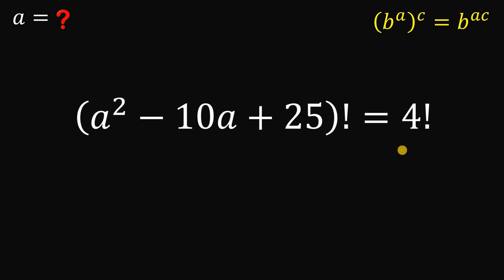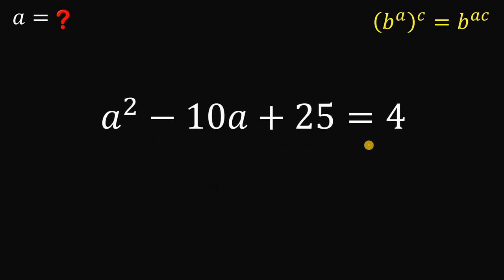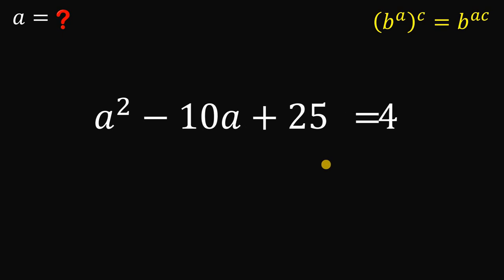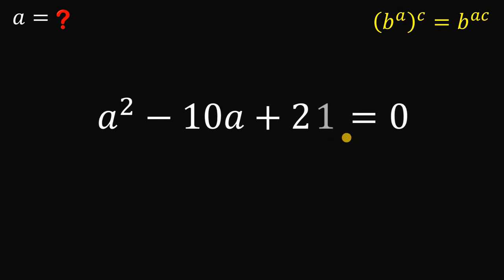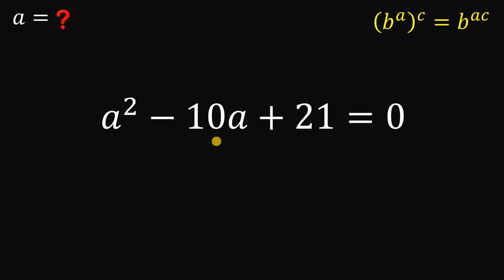Again, they are equal, therefore we can say that a squared minus 10a plus 25 must be equal to just 4. So we have an equation a squared minus 10a plus 25 equals 4. Now let's solve for the value of a. First, we subtract 4 on both sides to make this equation equal to 0. Now 25 minus 4 is just 21. Now let's factor a squared minus 10a plus 21.